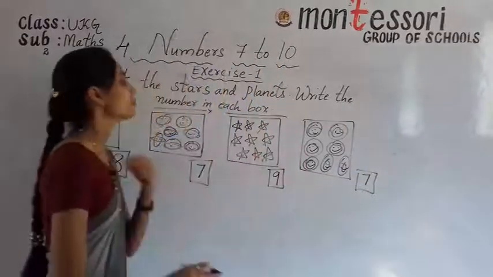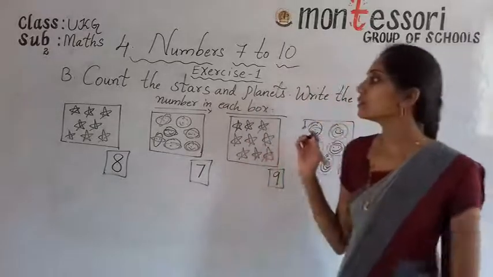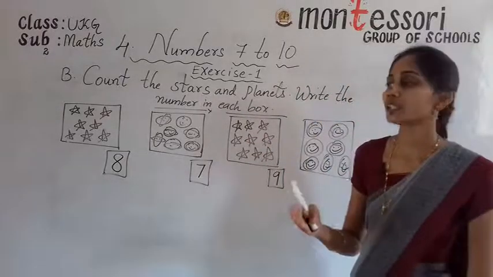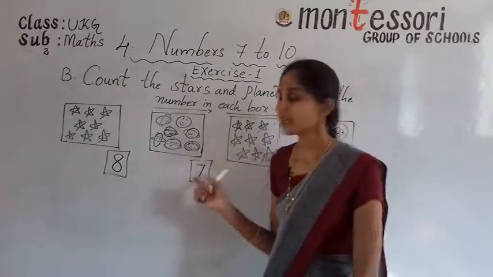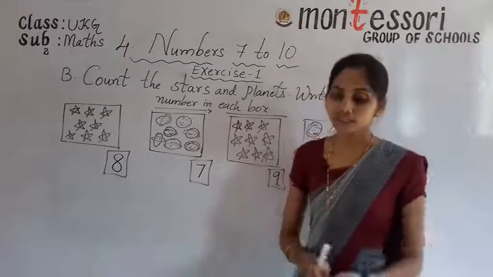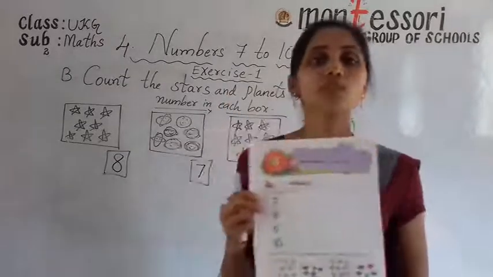So, to know the number, what do we have to do? We have to count the number of items given in a particular box, and write the number. So, complete this page number 27.